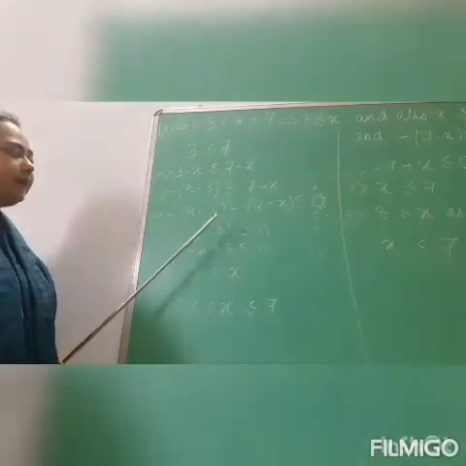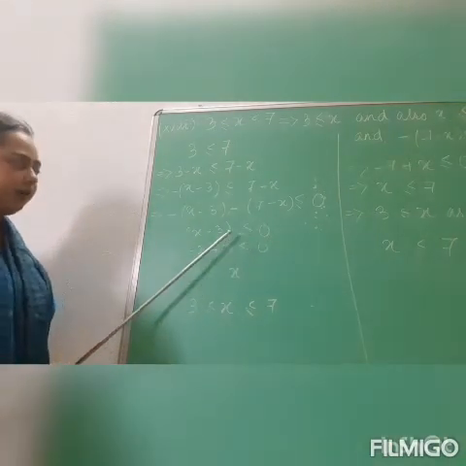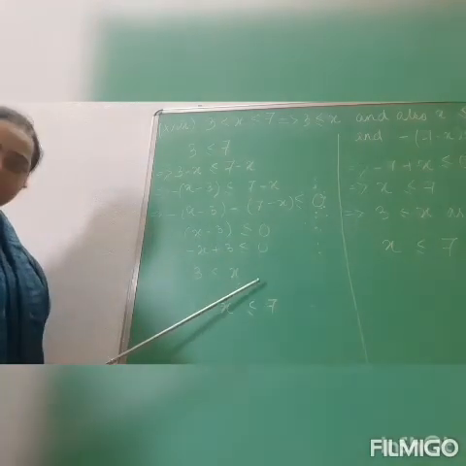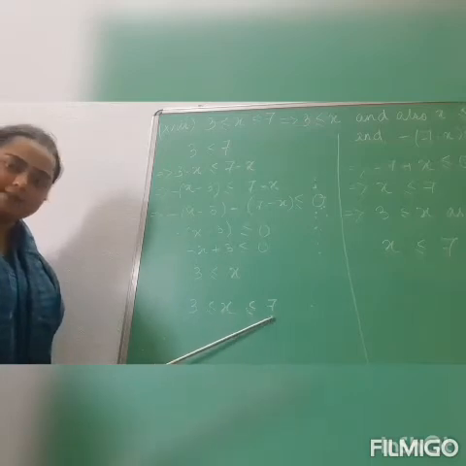Okay. Now, if I take the first one, that is minus (x minus 3) less than or equal to 0. So now it will be minus x plus 3 less than or equal to 0. That means 3 is less than or equal to x. So therefore I can say that 3 is less than or equal to x, which is less than or equal to 7.